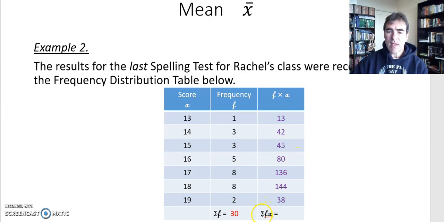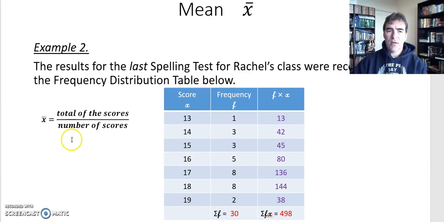So we're finding the sum or the total of the Fx column, and that'll tell us the total of all the scores, which is 498. So now, to find the mean of that data set, of those 30 students in Rachel's class for that final test, we take the total of all the scores and divide by the number of scores. Just to write it another way, it's the sum of the Fx column, that'll tell us the total of all the scores, over the sum of the frequency column, which is how many scores there are altogether.